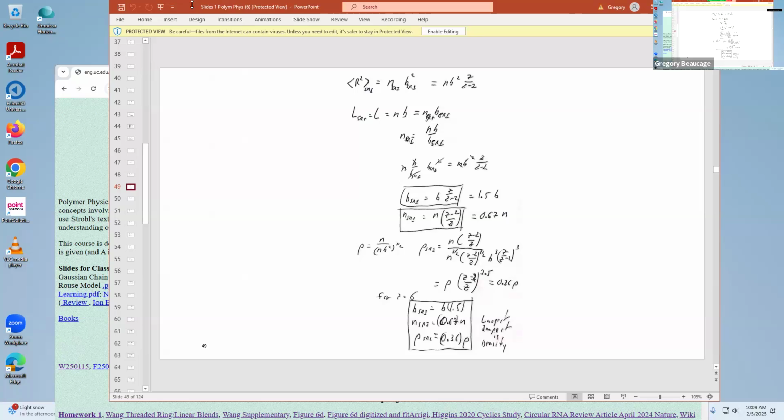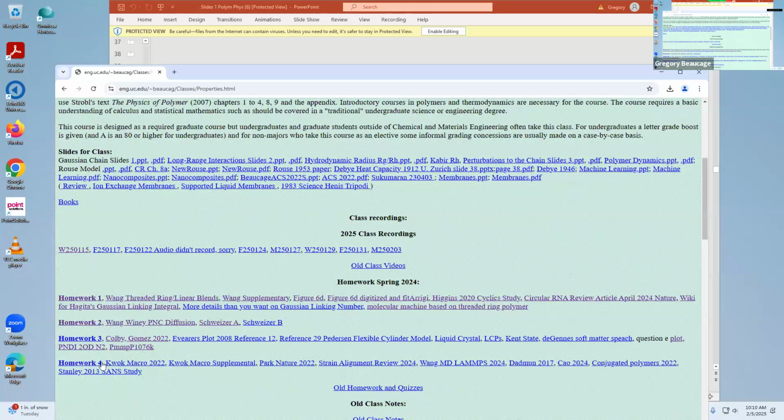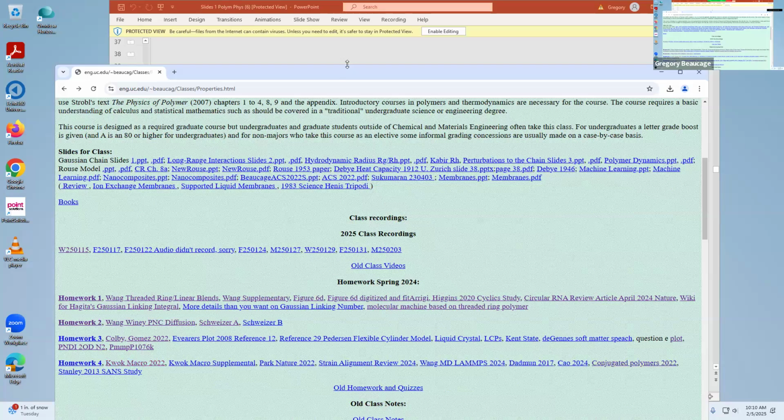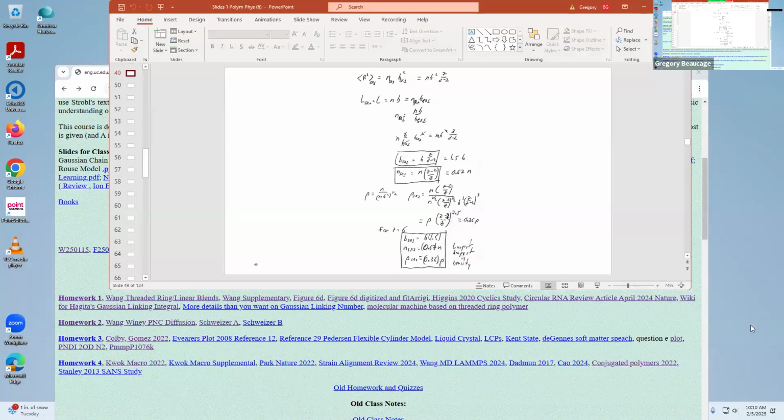I haven't graded the homework yet, but I put the new homework 4 up here. I'll talk about it tomorrow. It's about a conjugated polymer thing, so it's a little involved. Anyway, I have things up.